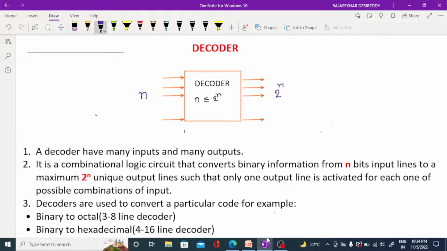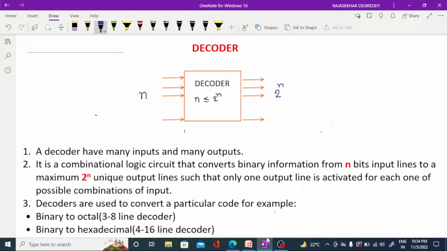In our digital electronics lecture series, now we are going to discuss about the decoder. Here we are considering the 3 to 8 decoder, the block diagram, the truth table and the logic diagram also we are going to discuss.